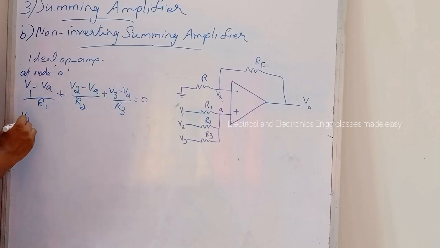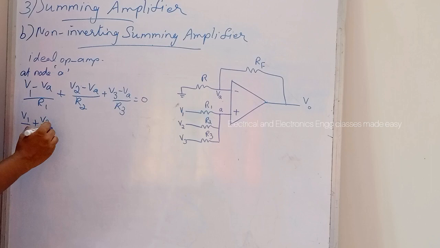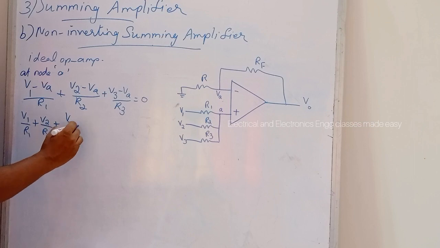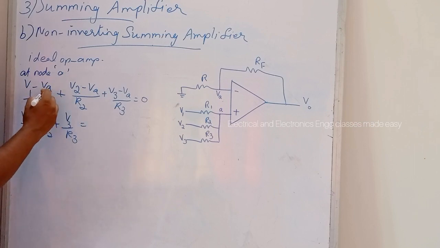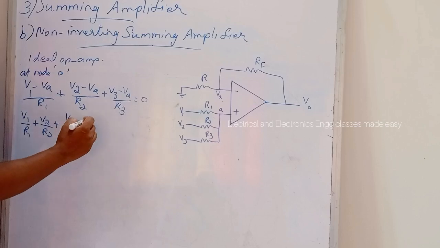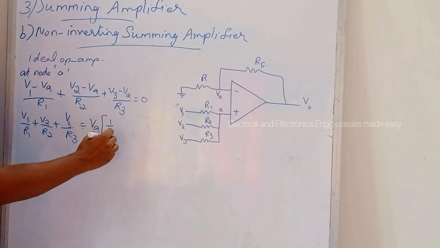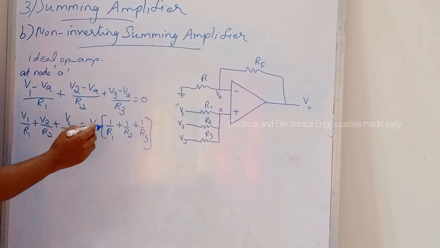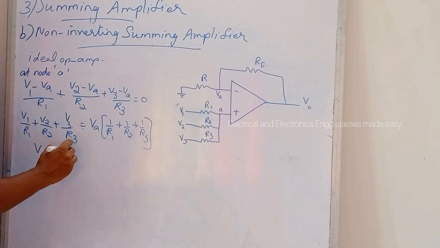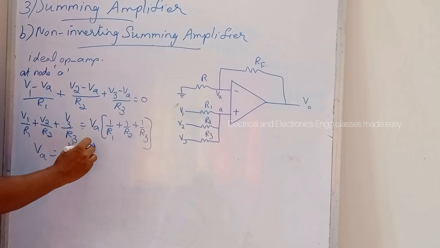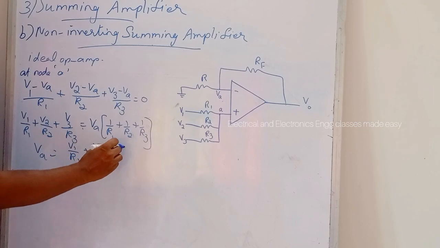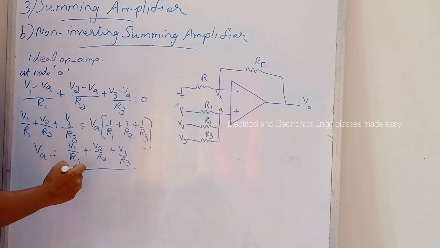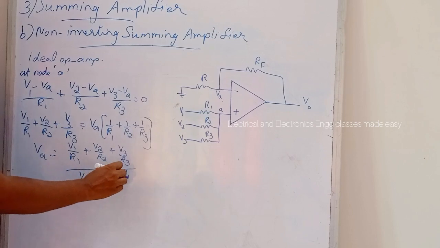Then we can rearrange this: V1 divided by R1 plus V2 divided by R2 plus V3 divided by R3 equals, taking the other term to the other side, VA into 1 divided by R1 plus 1 by R2 plus 1 by R3. So from this we can write VA is equal to V1 by R1 plus V2 by R2 plus V3 by R3 whole divided by 1 by R1 plus 1 by R2 plus 1 by R3.